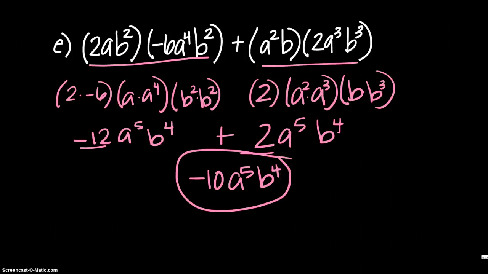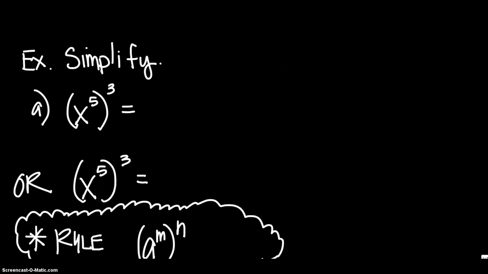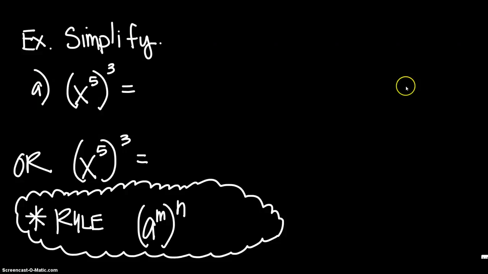What would be the degree of that monomial? Monomial, one term, right? Degree would be 9. Remember from the last notes, 5 plus 4, so the degree of that monomial would be 9. Just a reminder.